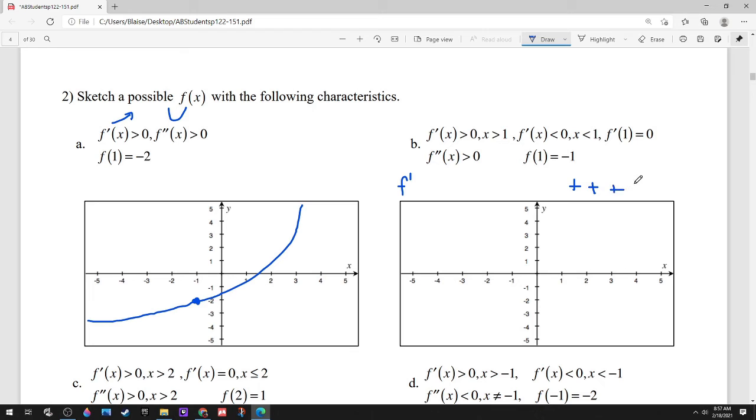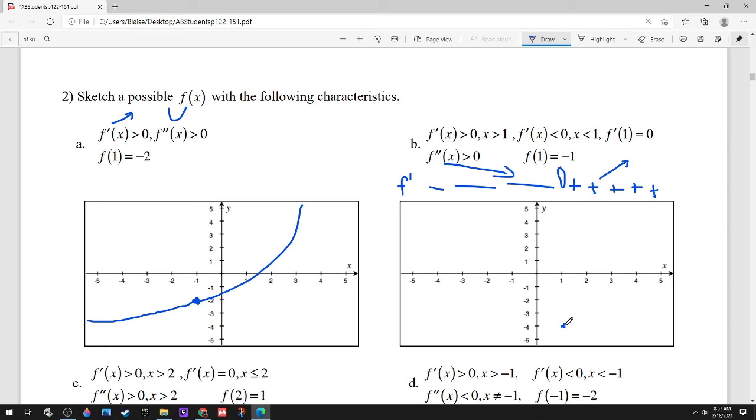So we got positive slopes over here, which means that we're going up. And for less than 1, f prime is less than 0, so we're going down. f prime of 1 is 0. Oh, okay, so that means we have a minimum.